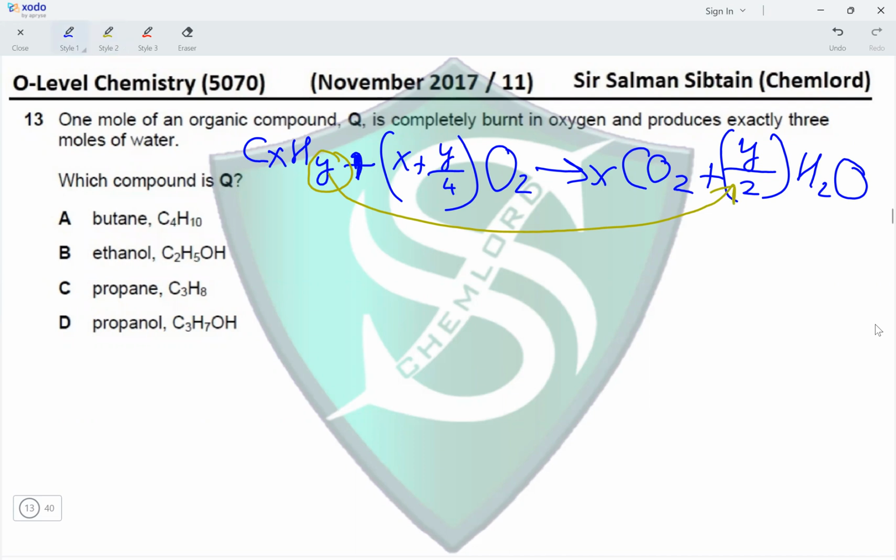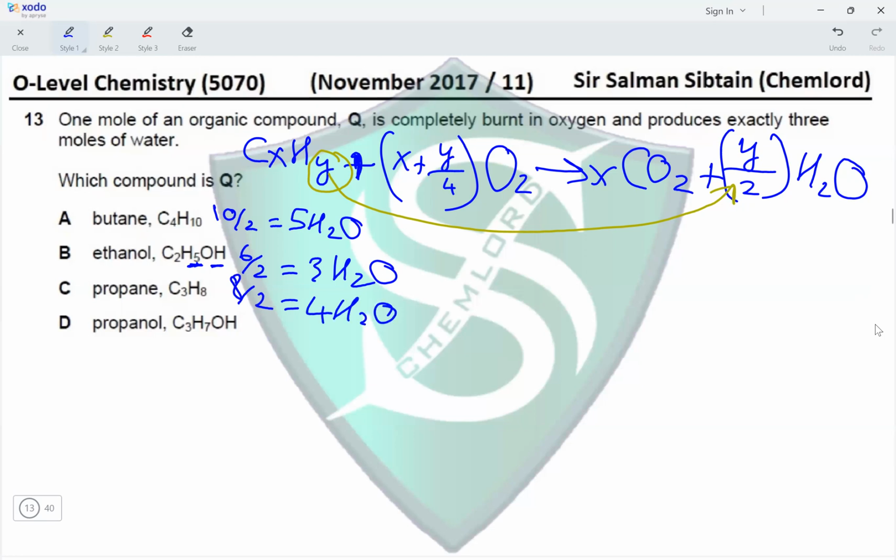So let's start. In butane, we've got 10 hydrogen. So 10 divided by 2 is equal to 5 moles of H2O. In ethanol, we've got 5 and 1, 6. So 6 divided by 2 equals 3 moles of H2O. In propane, we've got 8 hydrogen. So 8 divided by 2 equals 4 moles of H2O. And in propanol, we've got 7 plus 1, 8. So 8 divided by 2 equals 4 moles of H2O. And we need to find exactly 3 moles of water, which is present in ethanol, making option B the correct option for this question.